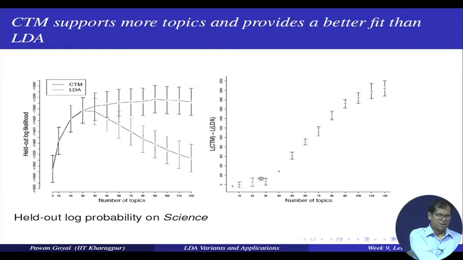CTM can model richer assumptions in the data than LDA if you have a larger number of topics. You can see here also that the likelihood difference between CTM and LDA keeps on increasing as you increase the number of topics.